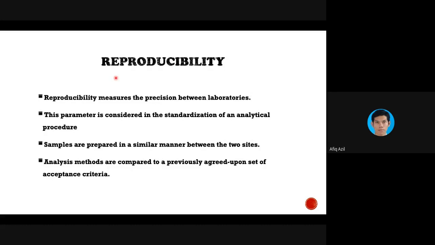Then you have reproducibility. This means that the same method that you are using can be done at another location. So it has to be done in a different environment, meaning a different lab with different instruments. Let's say if you're using HPLC, you go to another lab with a different HPLC, and you do the same test. If it gives you the same result, then that method can be said to be reproducible.